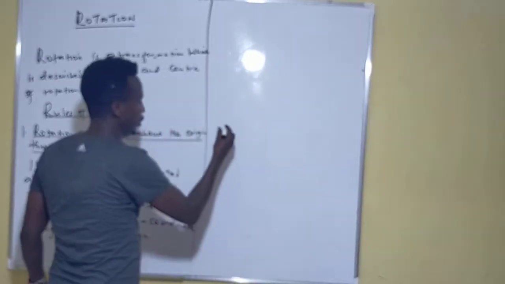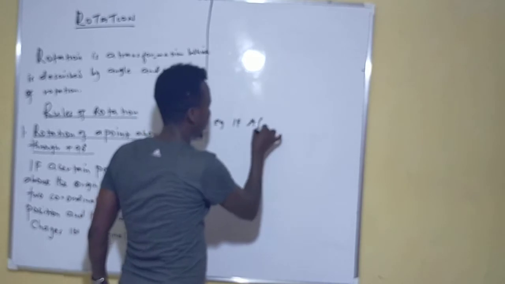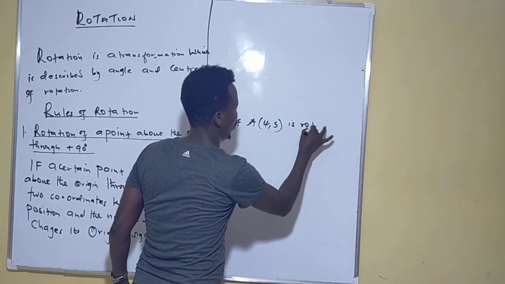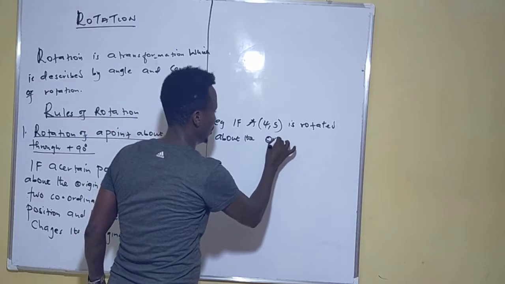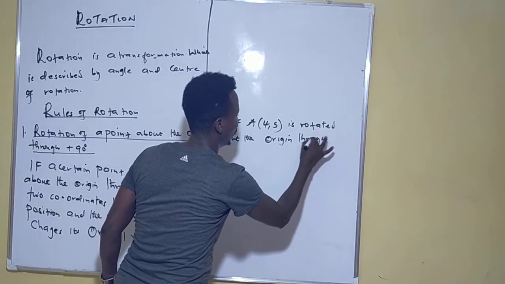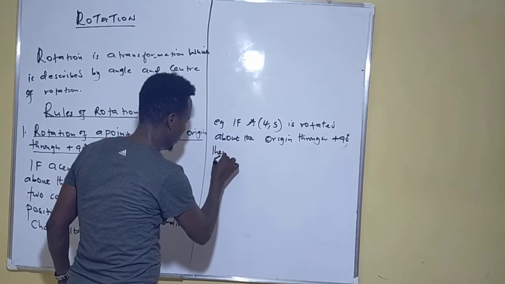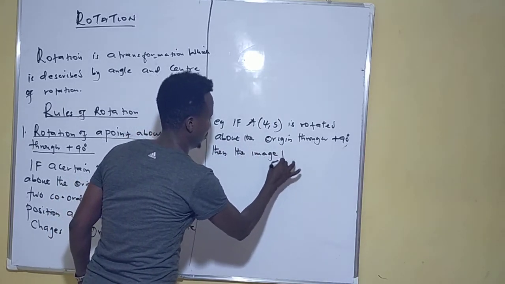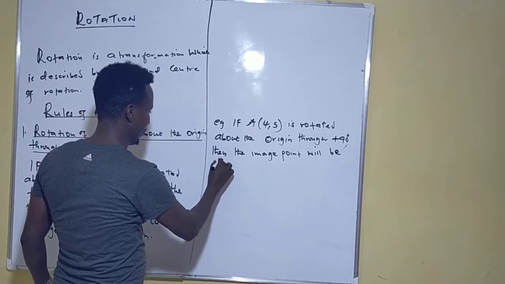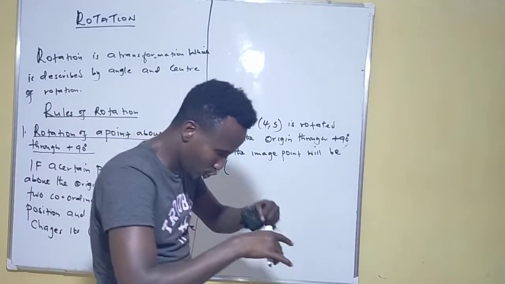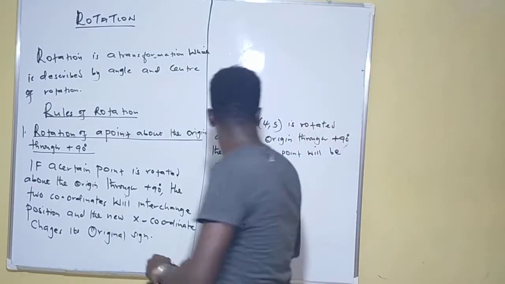E.g., let me write that. E.g., if a point (4, 5) is rotated about the origin through positive 90 degree, then the image point will be A prime. What have I said? The two coordinates will interchange position and the new x coordinate changes its original sign. Look at that. They will interchange position.